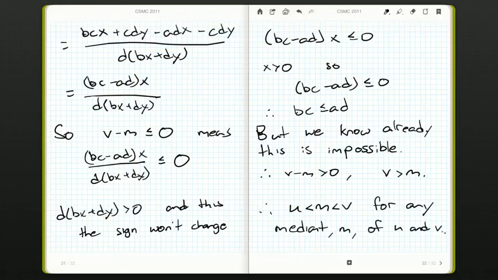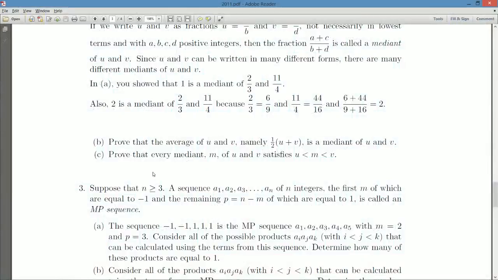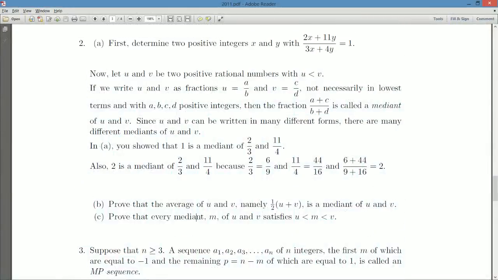So, putting together both facts that we proved, we showed that u was less than m and that m was less than v. We put them together, u less than m less than v, and m was any arbitrary median of u and v. And that's exactly what we were asked to prove. So that's a nice little fraction manipulation question. I rather like that. I think it's quite nice. Good question number 2 for the senior paper.